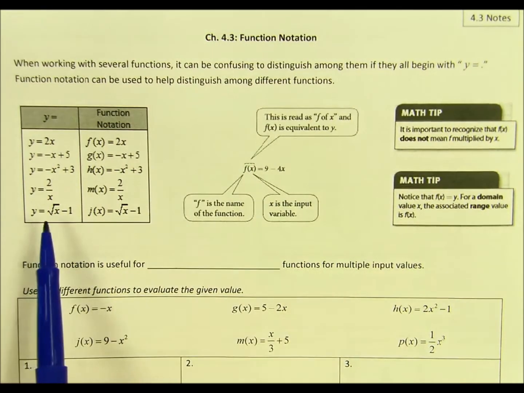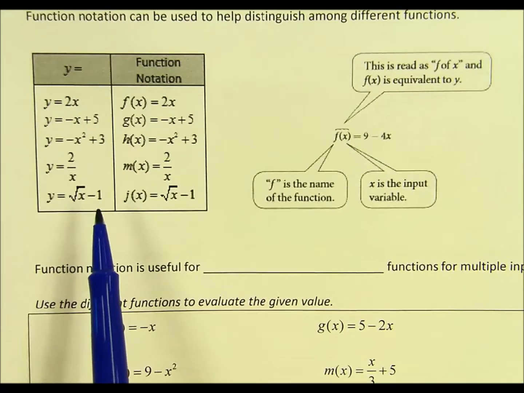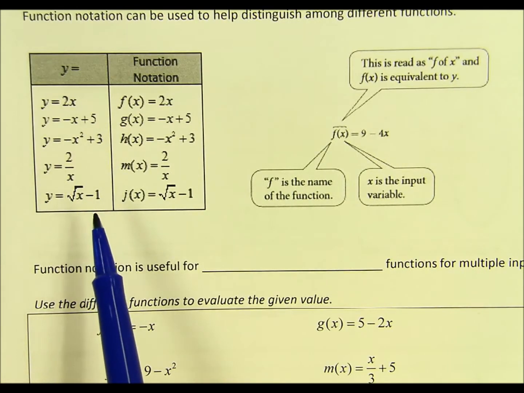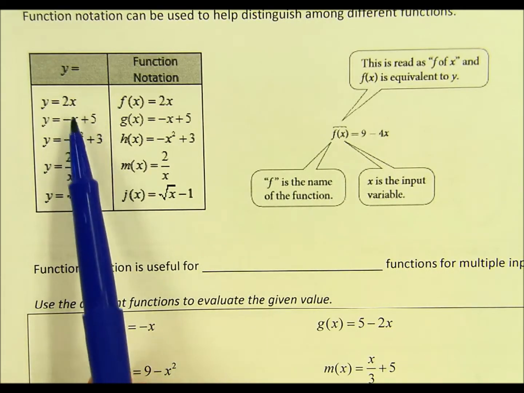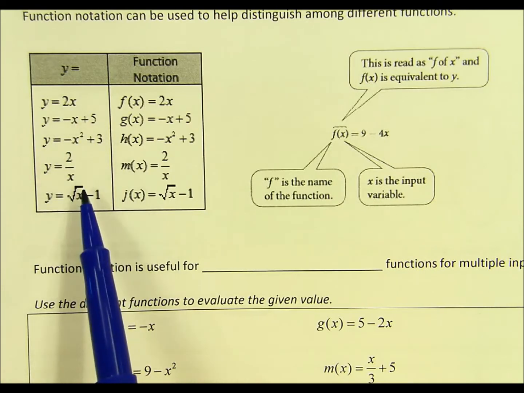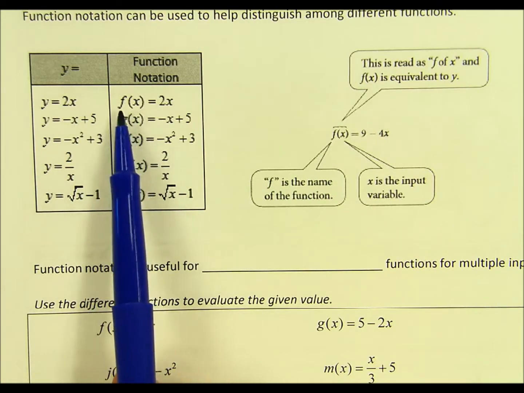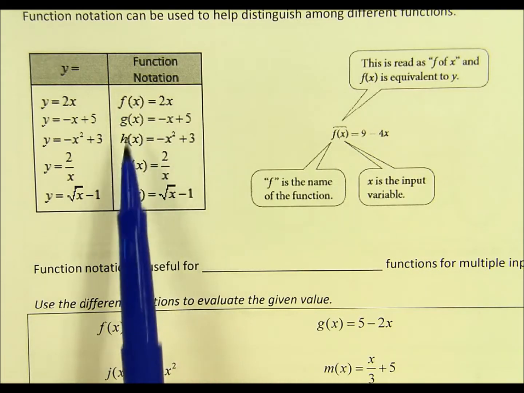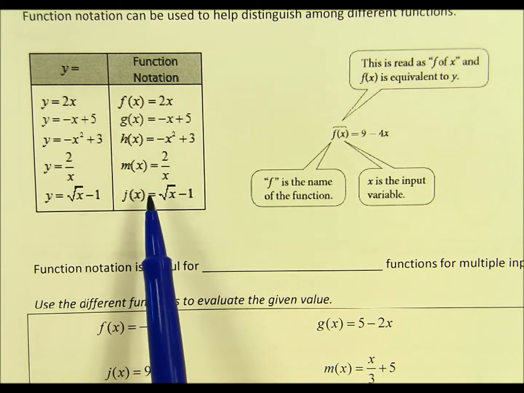So if you look at this chart right here, if everything was always y equals, y equals, y equals, and then I ask you to evaluate the function, you would have no idea which function to choose from here. But if it is labeled with f of x or g of x and so forth, you will know exactly which function anything is referring to.